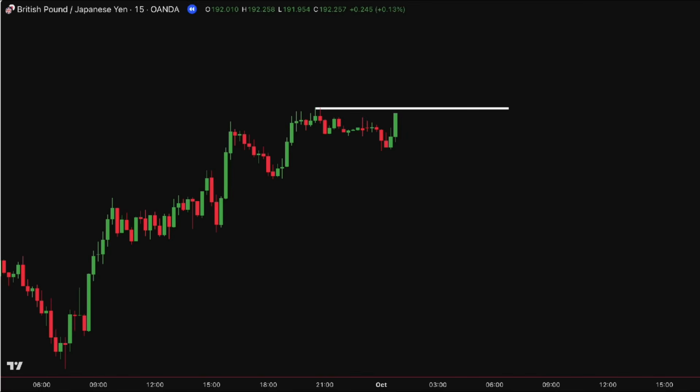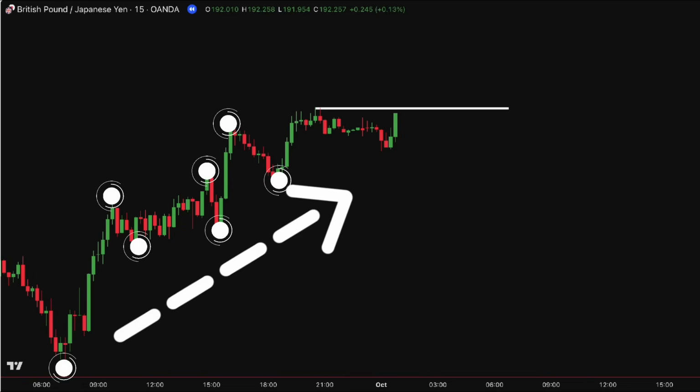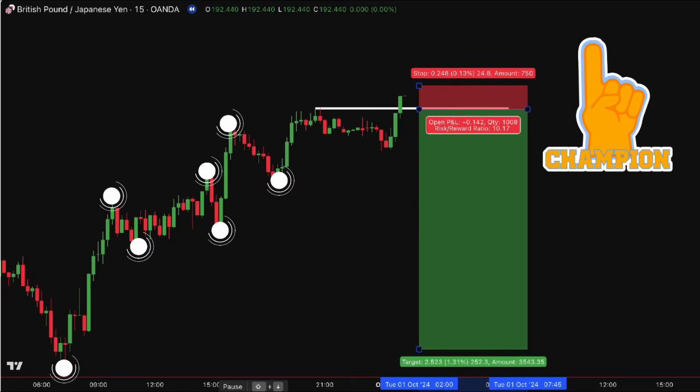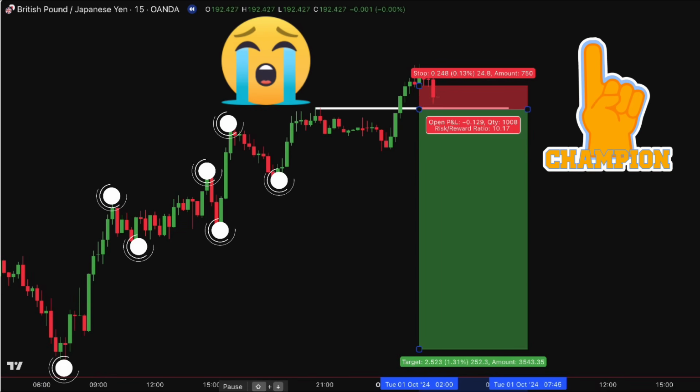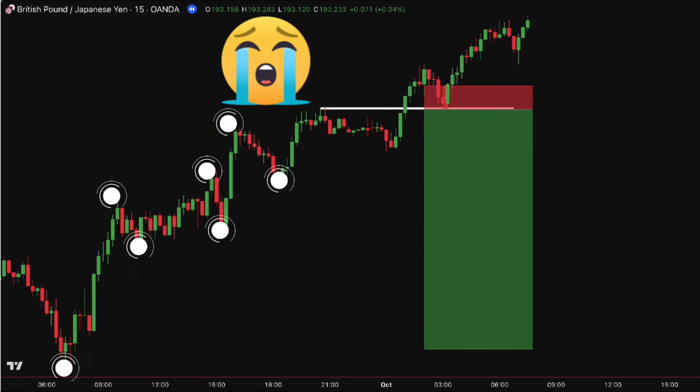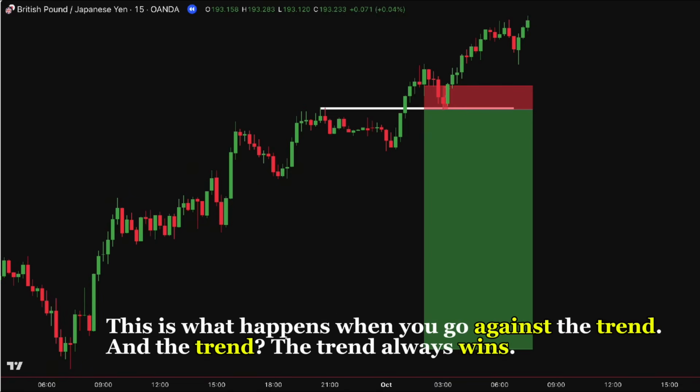Later, the market is trending strongly upward, breaking structure, pushing higher, but you try to sell, assuming it's overextended. Price keeps climbing, and once again, you're stuck in a losing position. This is what happens when you go against the trend. And the trend always wins.